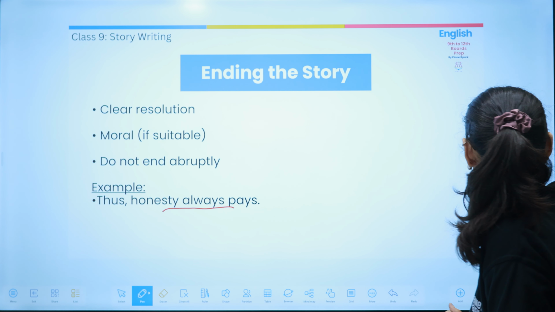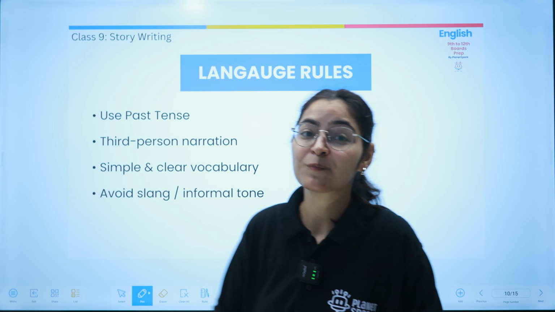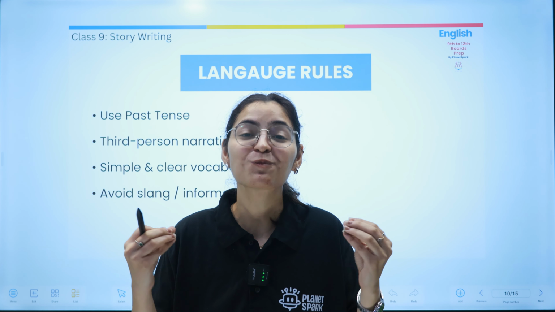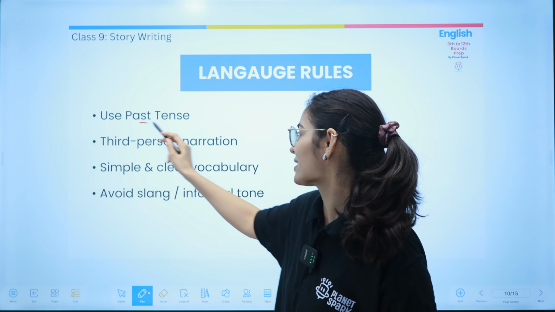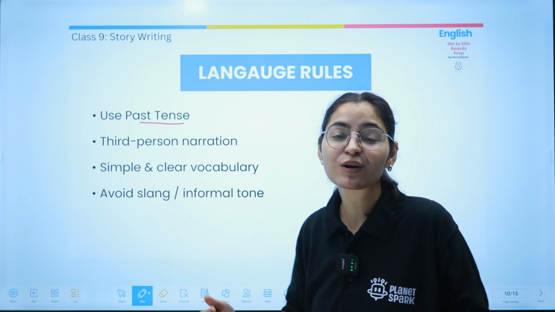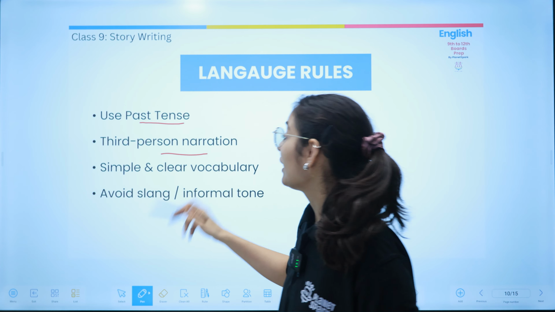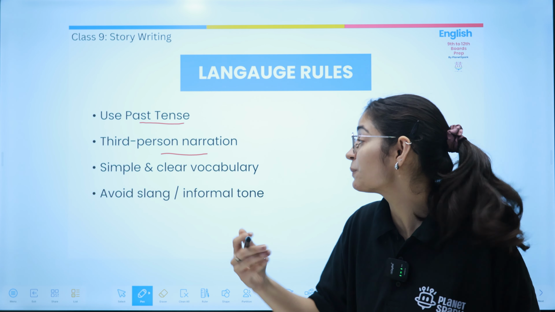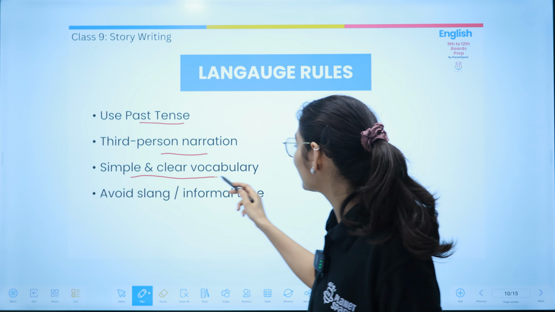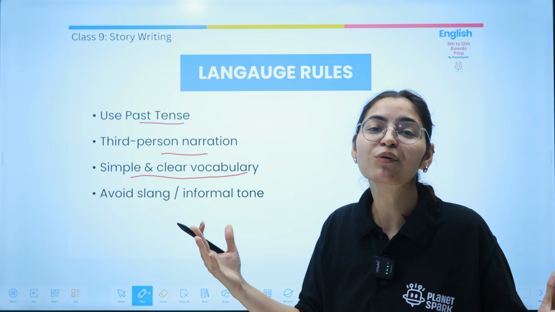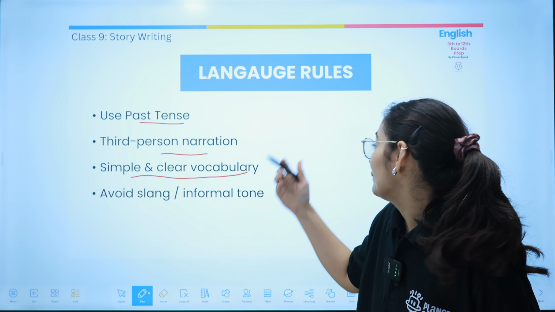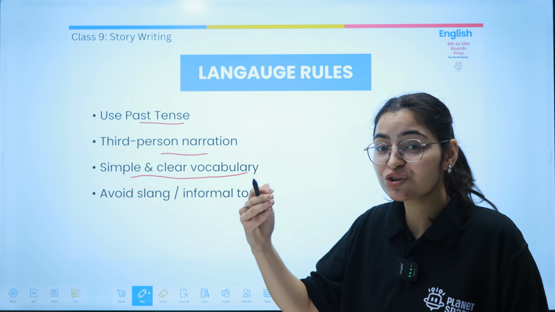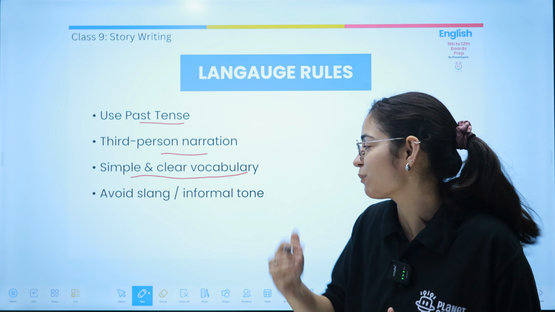Now moving on to talking about the language rules here. Always use past tense in your exams when you're writing a story. Always past tense. Use third person narration. Your vocabulary should be very simple and clear. Writing a good story doesn't mean writing fantastic words. It's more about being clear with your story, structuring it properly and in a proper sequence.